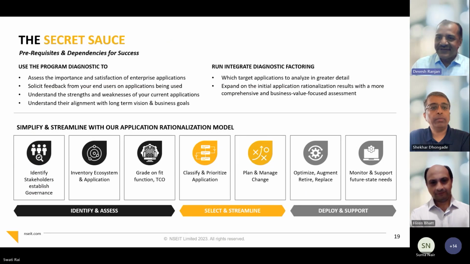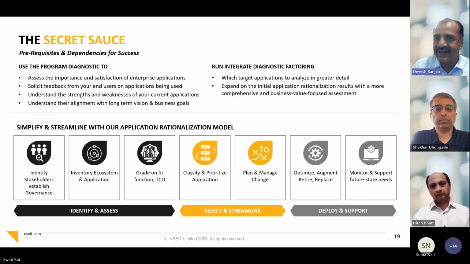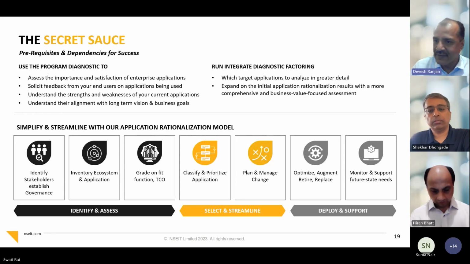So, what is the secret sauce for ensuring success to this entire exercise, and what are those prerequisites and dependencies? We should look at this in two stages. One is before we start this program, using the inputs during the program diagnostics. And the second is once we are executing the assessment, which is running the integrated diagnostics, what are the inputs required at that point in time?